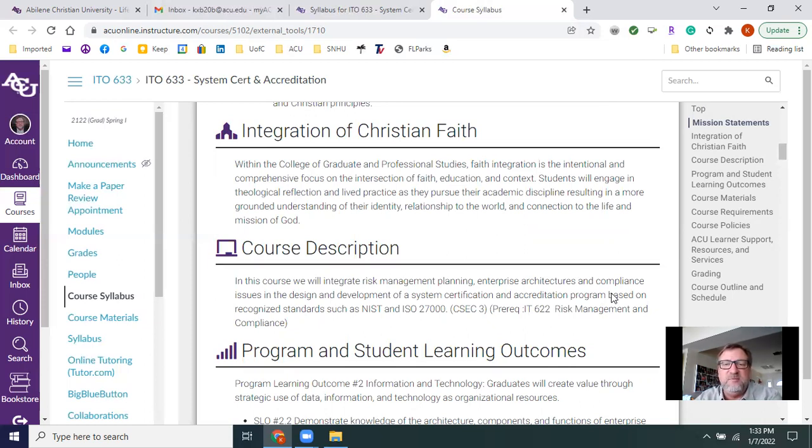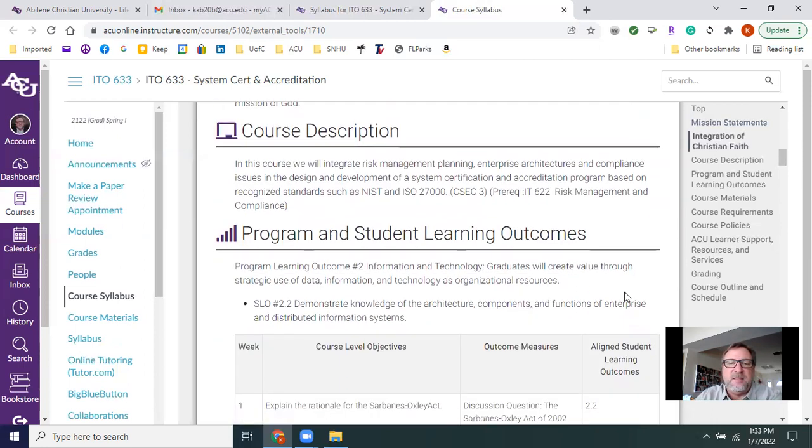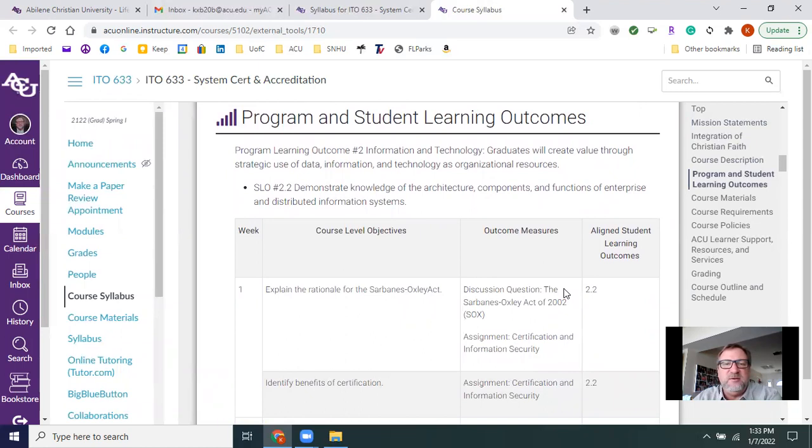In this course, we will integrate risk management planning, enterprise architecture, and compliance issues in the design and development of a system certification and accreditation program based on recognized standards such as NIST and ISO 27000. So looking at our program student learning outcomes, the PLO is: graduates will create value through strategic use of data, information technology, and organizational resources. Student level objective: will demonstrate knowledge of architecture, components, and functions of enterprise and distributed information systems.